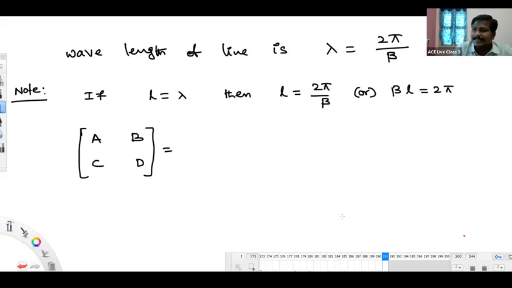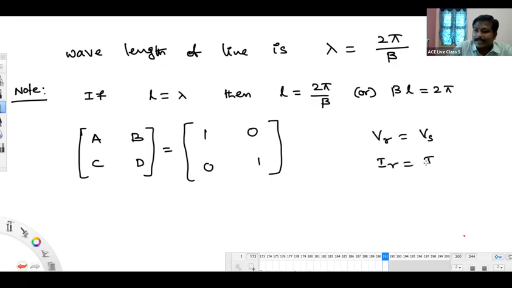Cos beta L, jZC sin beta L, j1 by ZC sin beta L, cos beta L. So cos 2 pi is 1, sin 2 pi is 0. So you'll get ABCD like 1, 0, 0, 1. Clear? And not only that, if that length equals the wavelength, as already said, receiving end and sending end voltages are exactly equal. Receiving end and sending end currents are also exactly equal.